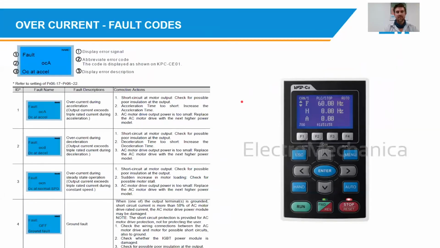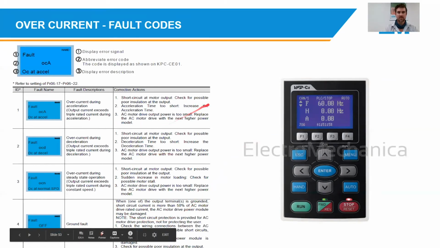For any other type of drive fault, it would appear on the keypad as you see here. So overcurrent on acceleration, overcurrent on deceleration, normal speed or ground faults. These are the typical errors that you could have. They would pop up on the display.